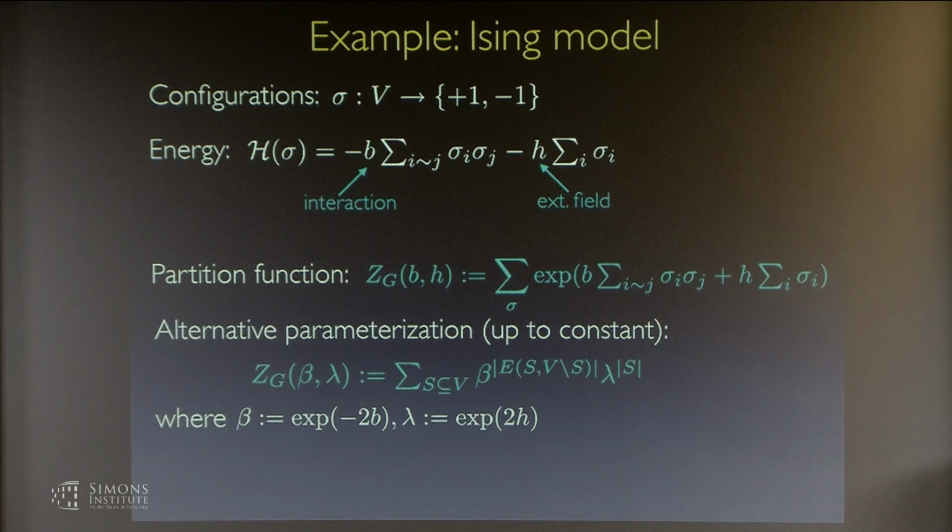Let me just do a little example. Really this is a cut generating polynomial, because S is the set of plus vertices. We're summing over cuts, partitions of V into plus and minus, and we're allocating each cut a weight of beta to the number of cut edges times lambda to the size of one side of the cut.